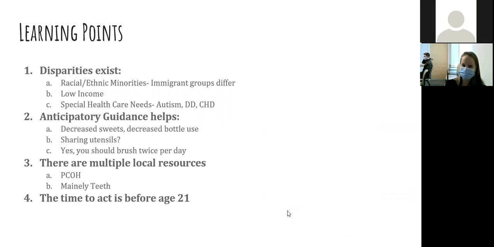So I just wanted to review some of my learning points, which are that there certainly are disparities that exist between different groups, including racial and ethnic minorities, although we do see heterogeneity within the immigrant population. Certainly we see disparities in children from low-income families, and we see disparities in children with special healthcare needs, in particular kids with autism, developmental delay, and congenital heart disease. We can provide anticipatory guidance, and this certainly does seem to have evidence behind it, including discussing decreasing sweets and decreasing bottle use as a comfort measure, as well as maybe not sharing utensils.